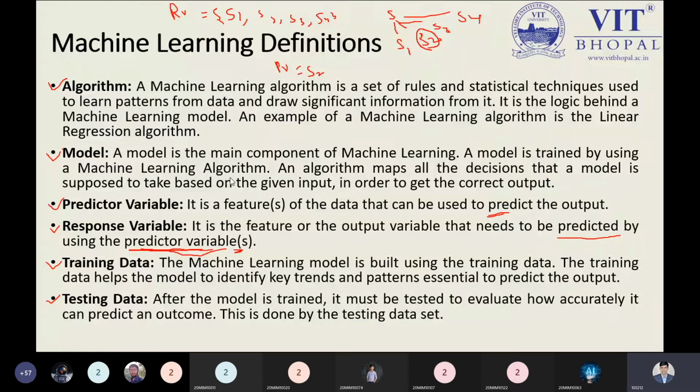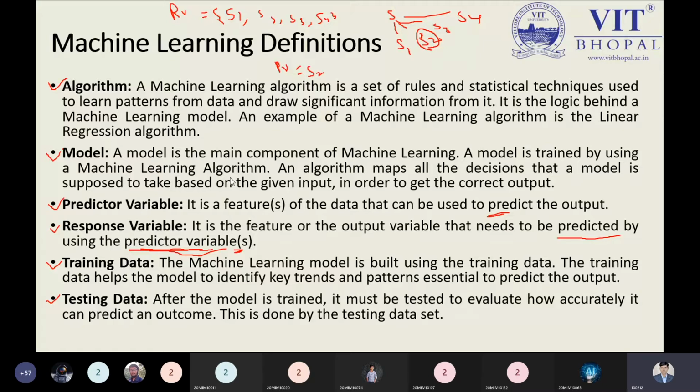Next one is predictor variables. A predictor variable is a feature. These features, or parameters, or factors, are used to predict the output. I will tell you with the help of an example, then the picture will be clear to all in a simple way. A predictor variable means the variable by which you can predict the output.